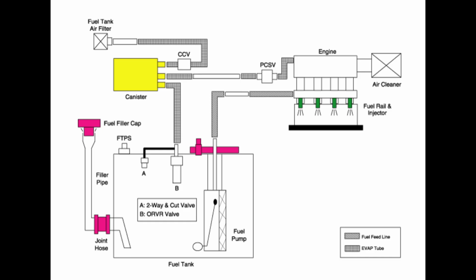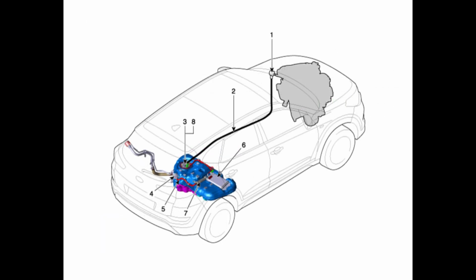The onboard refueling vapor recovery system on the Tucson operates very similar to other systems. When refueling, ambient air is drawn into the filler pipe, and so as not to emit fuel vapors into the air, the fuel creates a seal as it goes down the pipe in order to prevent vapors from traveling back up the pipe.